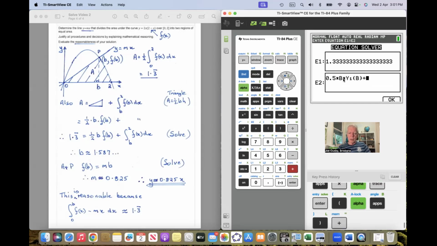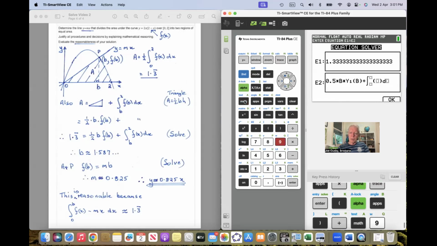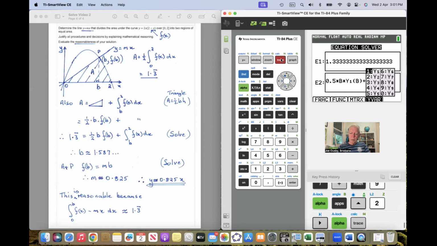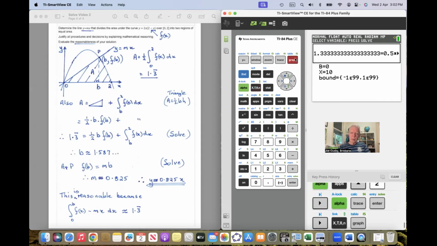Then I'm saying I want an integration, so I'm going back to math again and selecting the option 9, which is to integrate. I'm going from b, so it's alpha b, up to 2, and it's the function that I'm integrating. So again, it's alpha f4, y1, and it's dx. So at that point, if we execute, it says, okay, b is 0.